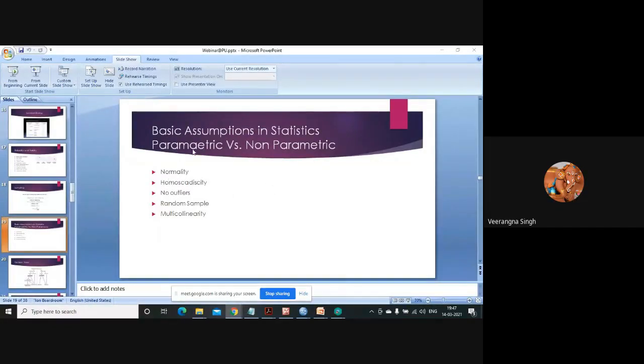Okay, so these are the basic assumptions for applying a parametric test. First one is normality, we have already discussed. Homoscedasticity, we have already discussed. No outliers. How to check for the outliers and how to treat them, we saw yesterday. Samples should be drawn randomly from the population, then only it will be more of a normal distribution. This is the fourth assumption, and fifth is multicollinearity. These four assumptions are a must for any parametric test.